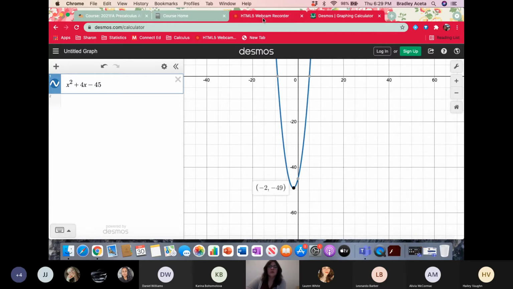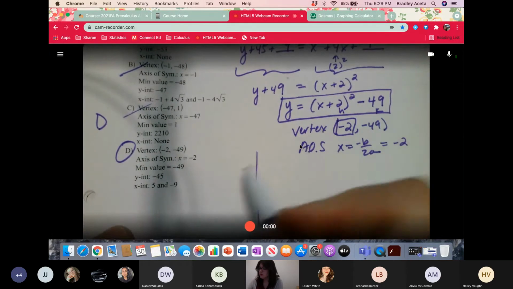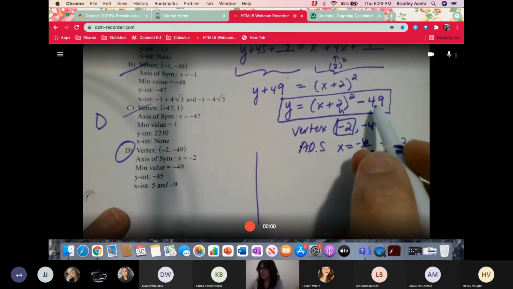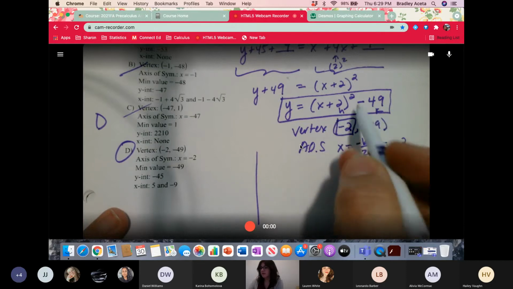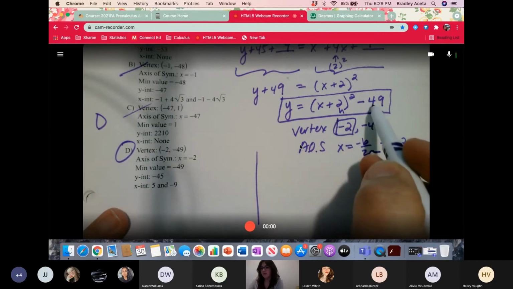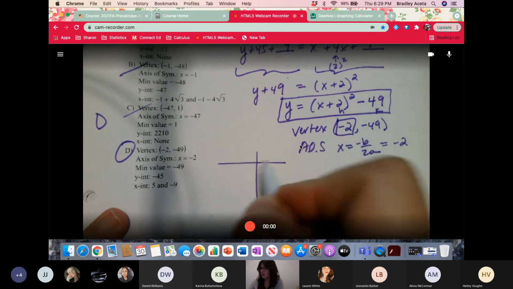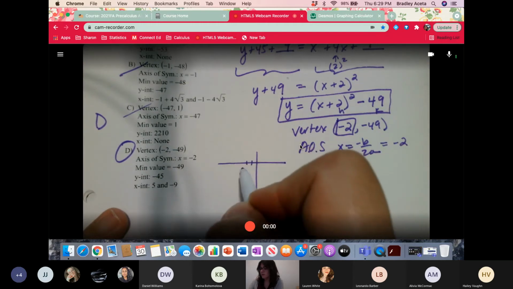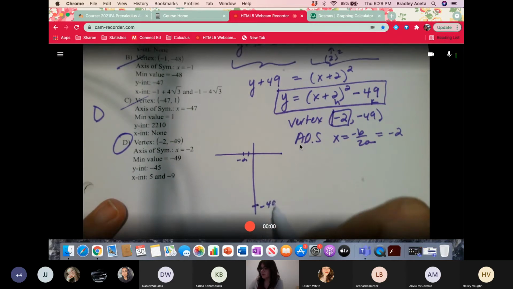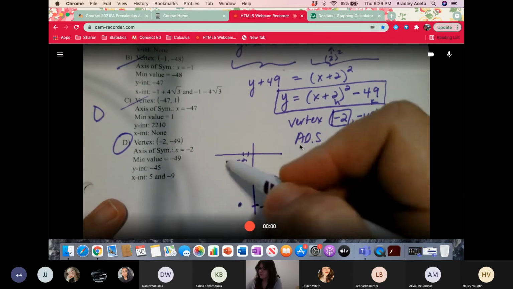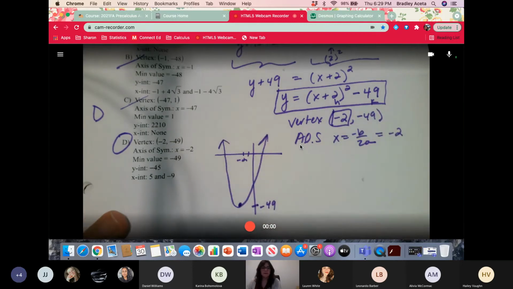Other things you would know, just going back to all the stuff you remember. This tells you you've been shifted down 49 and then left 2. Remember that? If you're outside the parent, you go down. If you're inside the parent, you go right or left. So you went left 2, and then you can even go just down 49. I didn't attach a graph, so. And that's where your vertex is.